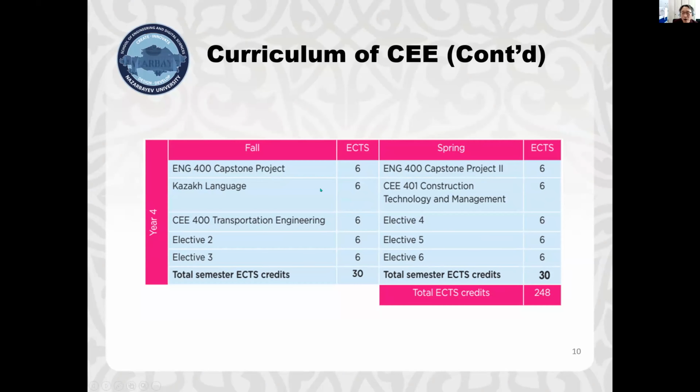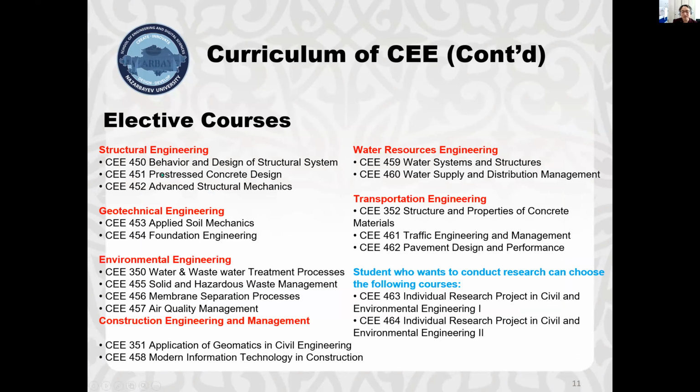If you really want to study more deeply, in such a case we offer some elective courses. You can choose these courses depending on your expertise. Each of the six main categories has more specific courses. For example, in structural engineering, you can also learn prestressed concrete design, advanced structural mechanics, and design of transportation systems.